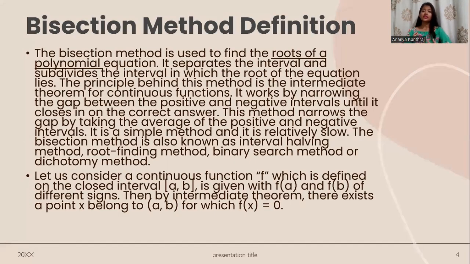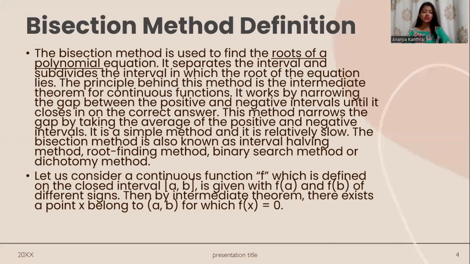So what is the bisection method definition? Let us look into the basic definition. The bisection method is used to find the roots of a polynomial equation. It separates the interval and subdivides the interval in which the root of the equation lies. The principle behind this method is the intermediate value theorem for continuous functions. It works by narrowing the gap between the positive and negative intervals until it closes in on the correct answer. This method narrows the intervals. It is a simple method and it is relatively slow.